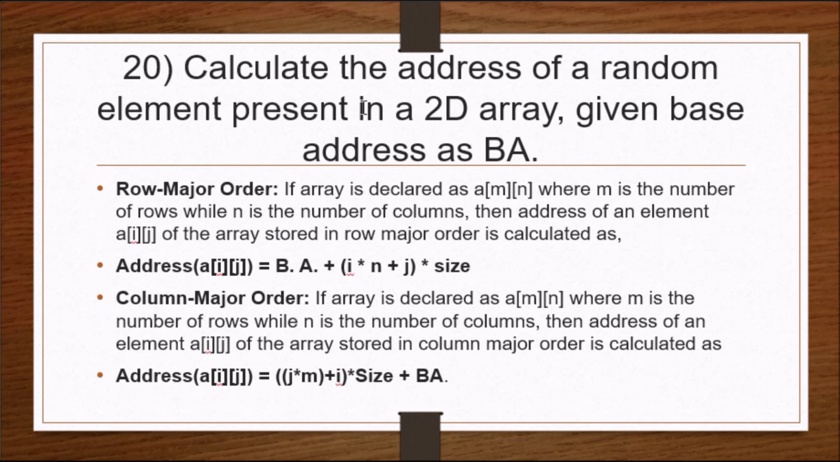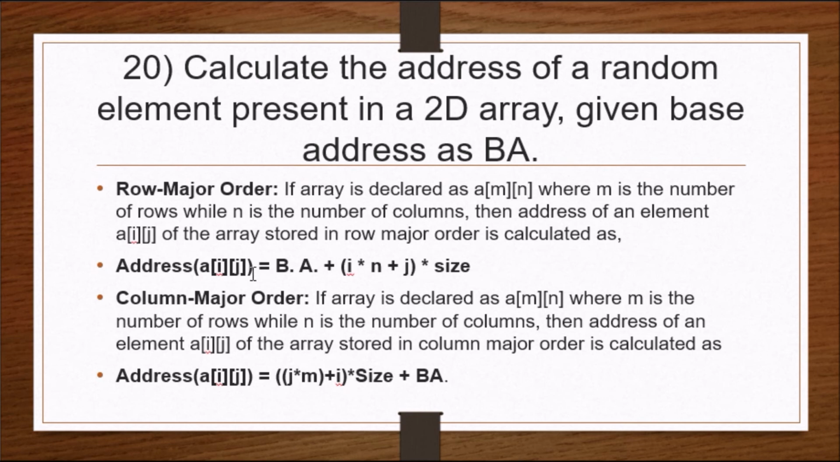Okay. Next question is, calculate the address of a random element present in a 2D array given base address as BA. यहाँ पर आपको array का जो फॉर्मूला आप न्यूमेरिकल्स में यूज करते हैं रो मेजर ऑर्डर एंड कॉलम मेजर ऑर्डर फाइंड करने के लिए जस्ट वही आपको अप्लाई करना है. बात करते हैं रो मेजर ऑर्डर की. In this, if the array is declared as A[m][n], where m is the number of rows while n is the number of columns, then the address of an element a[i][j] of the array stored in row major order is calculated as follows. So this is the formula for calculation in row major order.